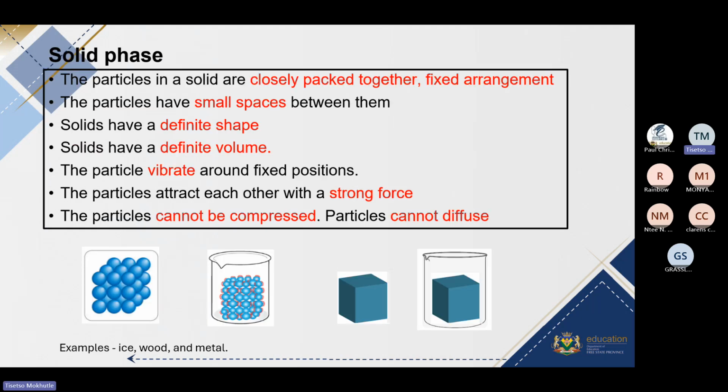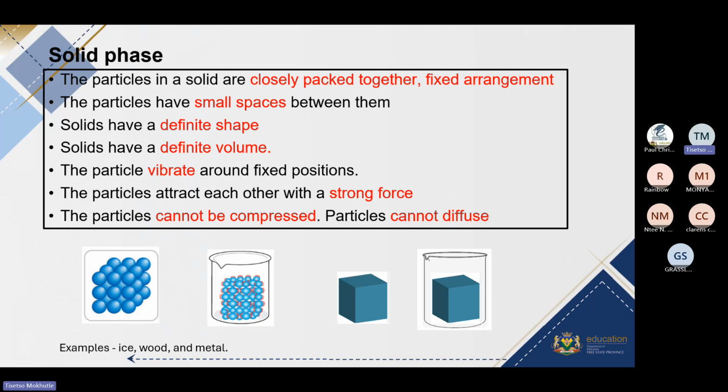Now we'll start with the solid phase. These are the most important facts about solid phases. The particles in a solid are closely packed, as you'll see on the diagram here. The particles are represented by the round spheres. You can see there's hardly any space between them. So the particles of a solid are closely packed and give a fixed arrangement, which gives it a particular shape. The particles have small spaces between them. That is very unique about the solid phase.